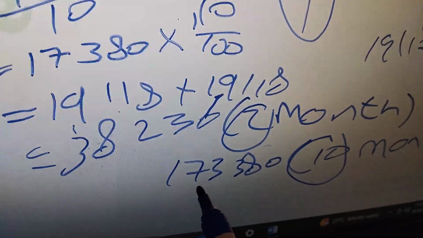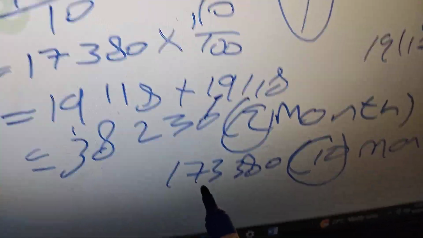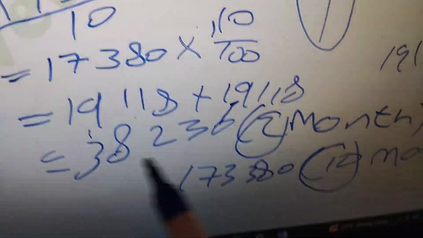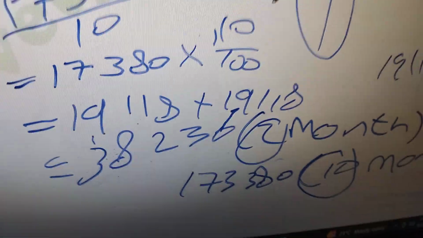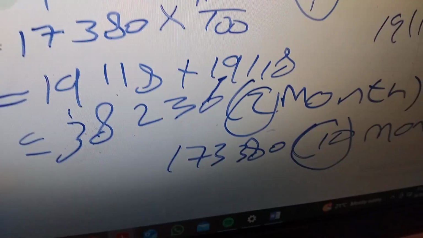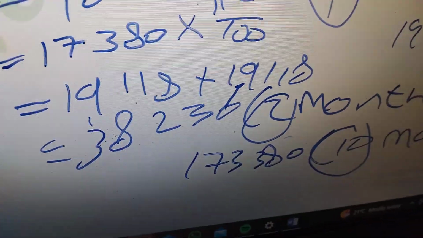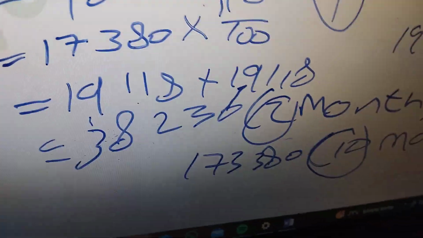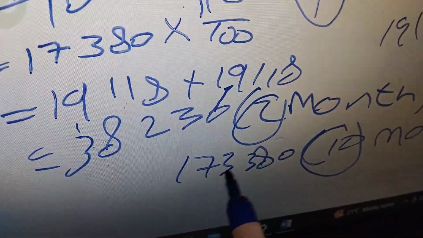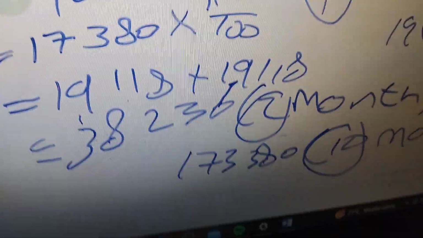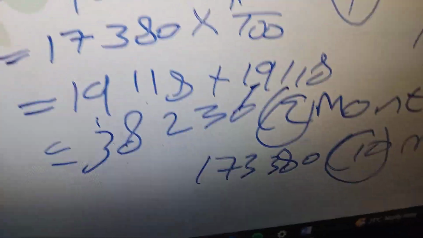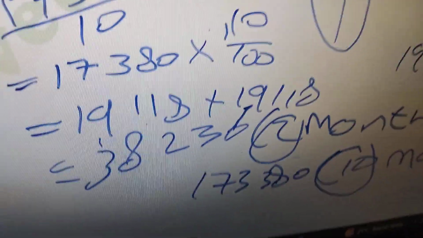So we're going to add this one for 10 months with this one for 2 months. They must give us 12 months. That's the purpose of the income statement. It must be exactly 12 months. So you're going to say 173,380 plus 38,236. That's how you're going to do it.